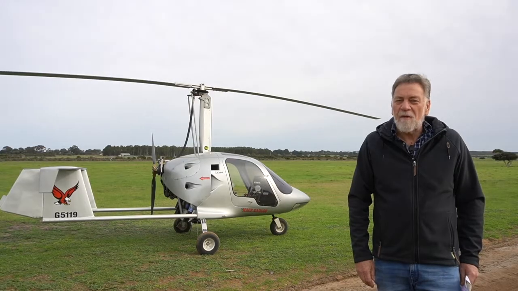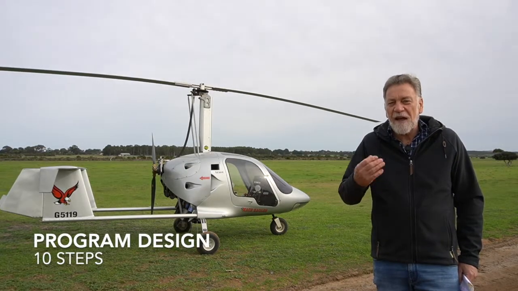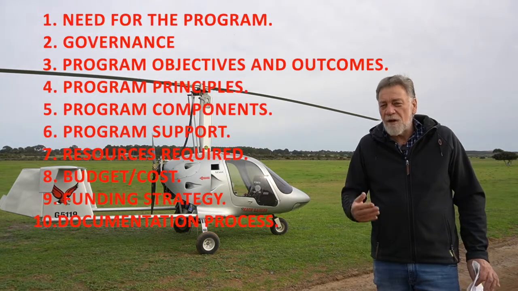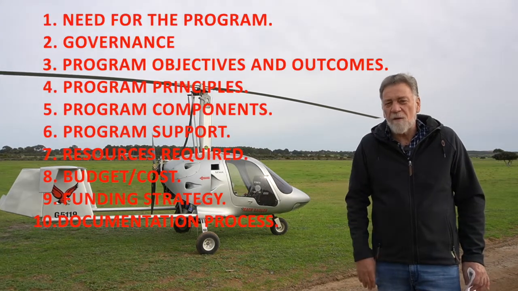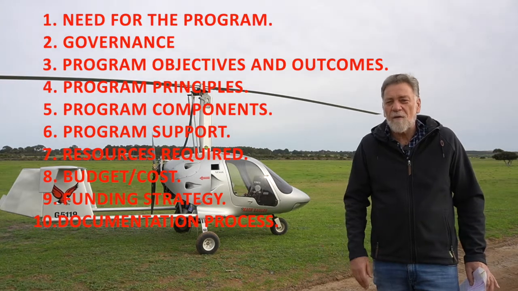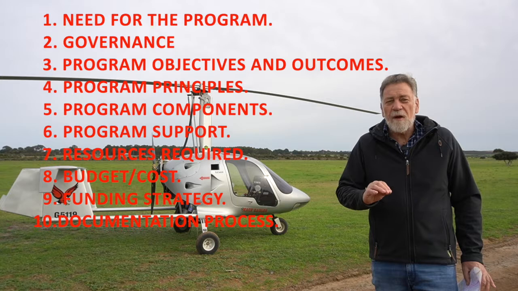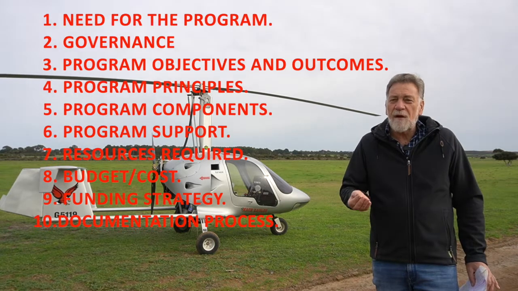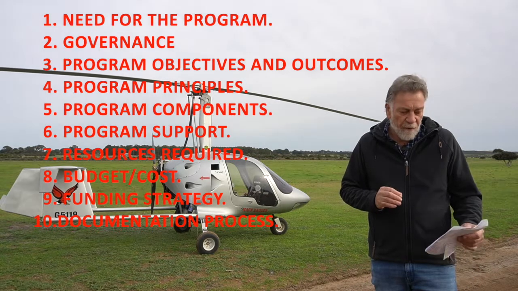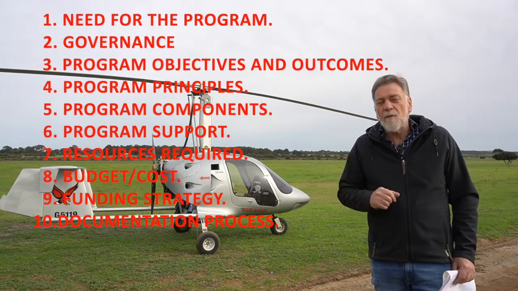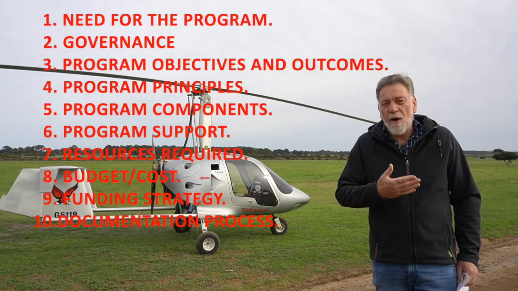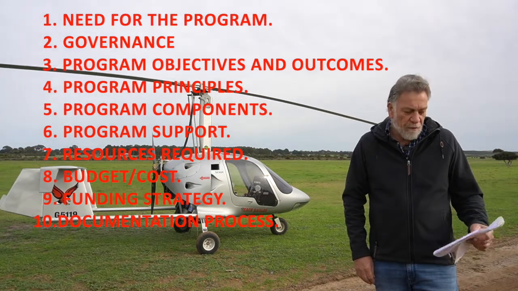The first part of this is about program design, and there are 10 steps in program design. The first step is working out the need for a program. Is there actually a need for this program? Second is to work out the governance. Who's going to provide oversight for this program? Third is about the objectives and the outcomes for the program, and then all the little different components of the program. And then the support we require. So you might require support like communication, or you might require support like computer support.